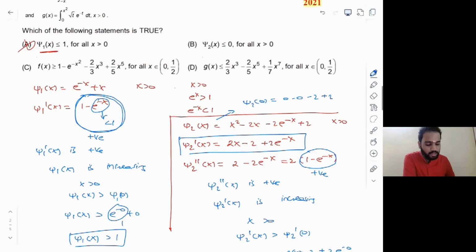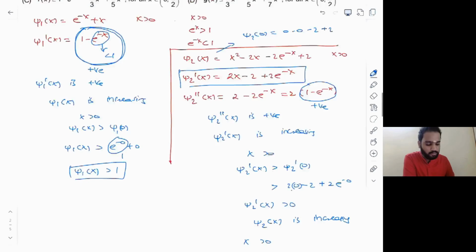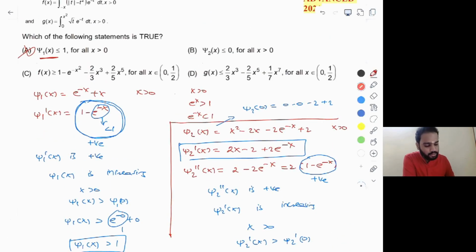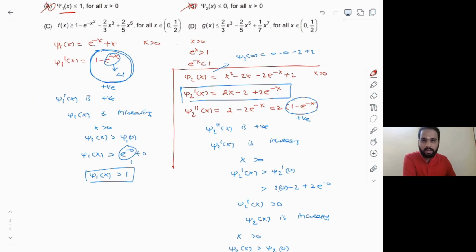But what is the option B here? They said that psi2 of x is less than or equal to 0. But what we got is greater than 0. So which means option B is also false. So once again, it's a pure application of increasing and decreasing functions.